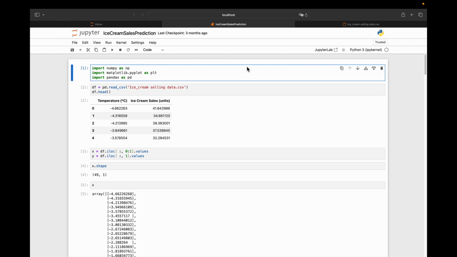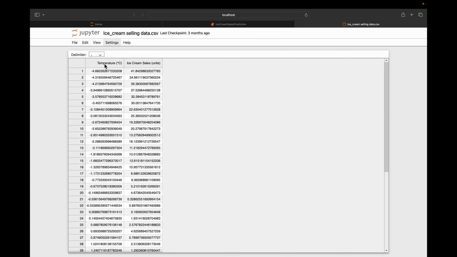Hello everyone. In this video, let's try to solve another regression problem. The problem that we are trying to solve is prediction of ice cream sales based on temperature as the input feature. If you observe the data, we have two columns over here. One is the temperature and the other one is the ice cream sales. Sales are in units, whereas temperature is in degrees centigrade. So these are all different temperatures and the corresponding ice cream sales information.